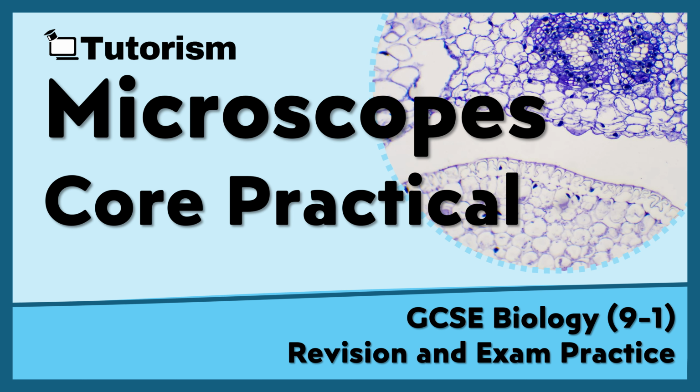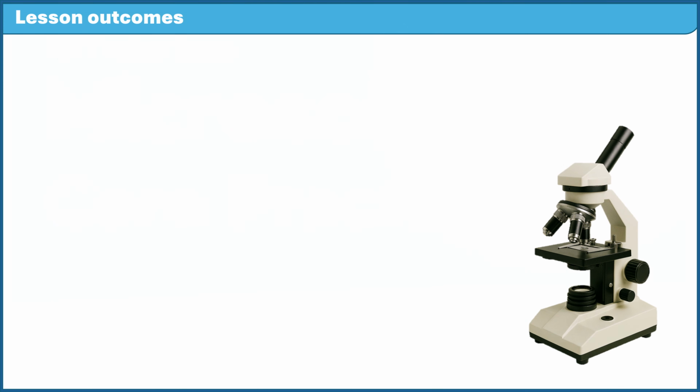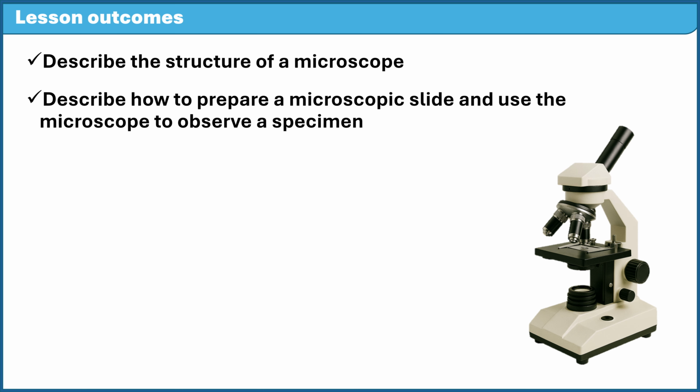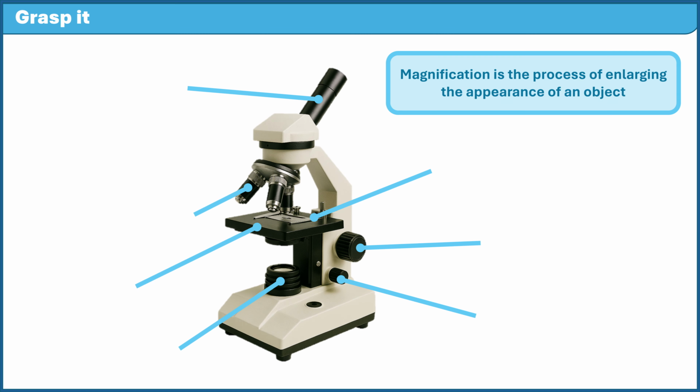Today we're zooming in, literally, on the principles of microscopes and how to prepare a specimen slide. So let's get microscopic. By the end of this video, you should be able to describe the structure of a microscope and describe how to prepare a microscopic slide and use the microscope to observe a specimen. Magnification is the process of enlarging the appearance of an image, making something look bigger than it actually is.